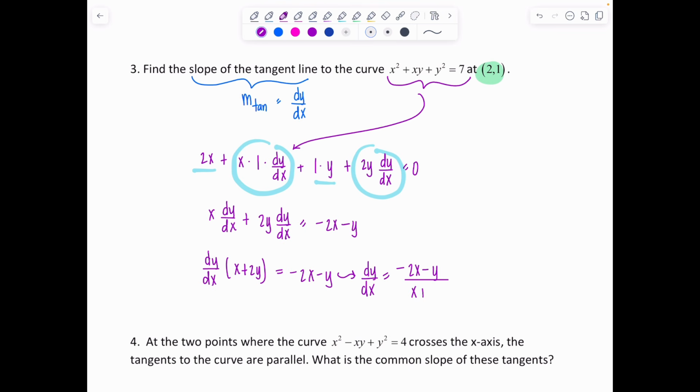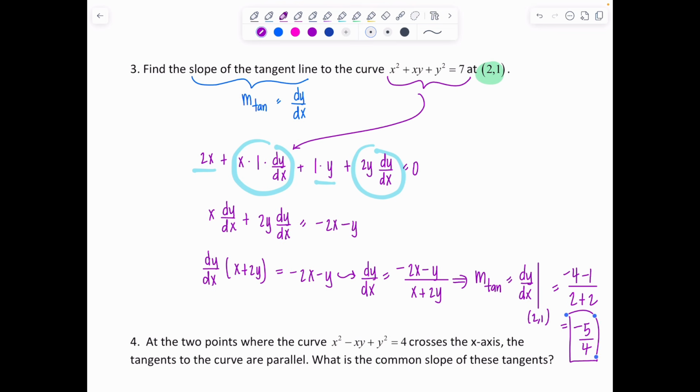Good. So then to get the slope of the tangent line, I'm just going to take that derivative, dy/dx, and evaluate it at (2, 1). So we have negative 4 minus 1 over x, which is 2, plus 2y, which is going to be 2. So that's negative 5 over 4. Boom. Done.